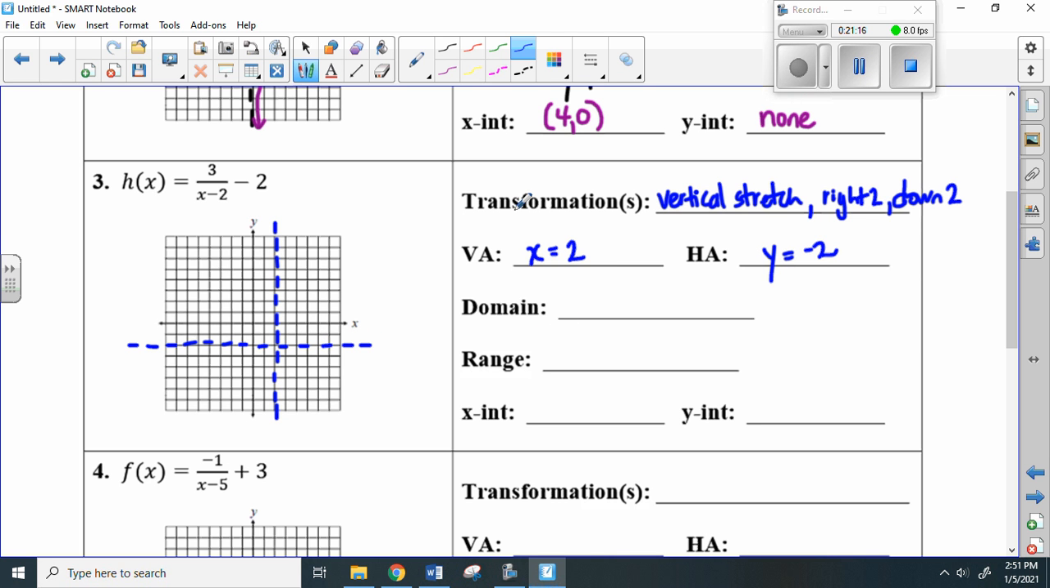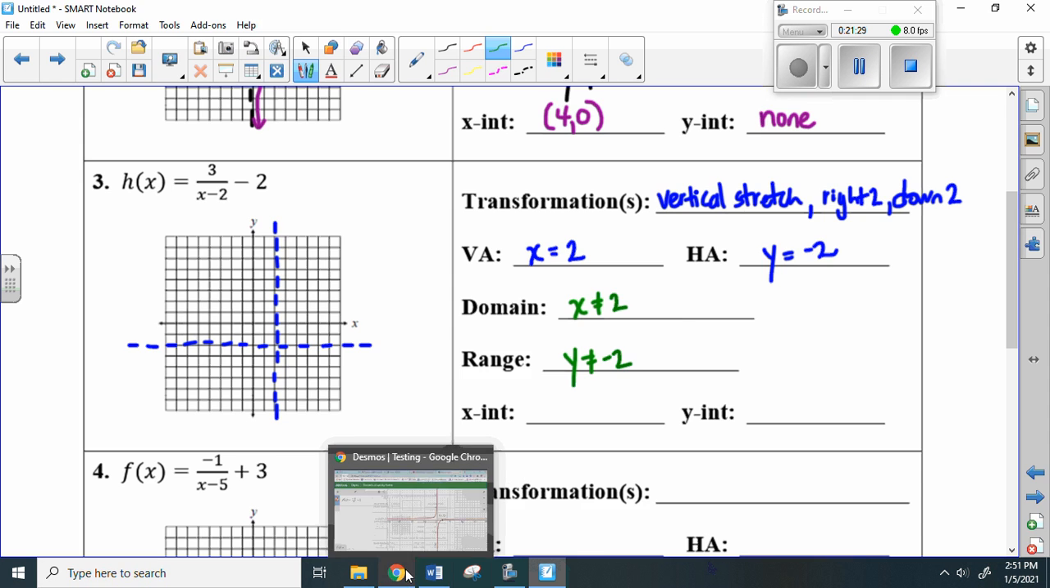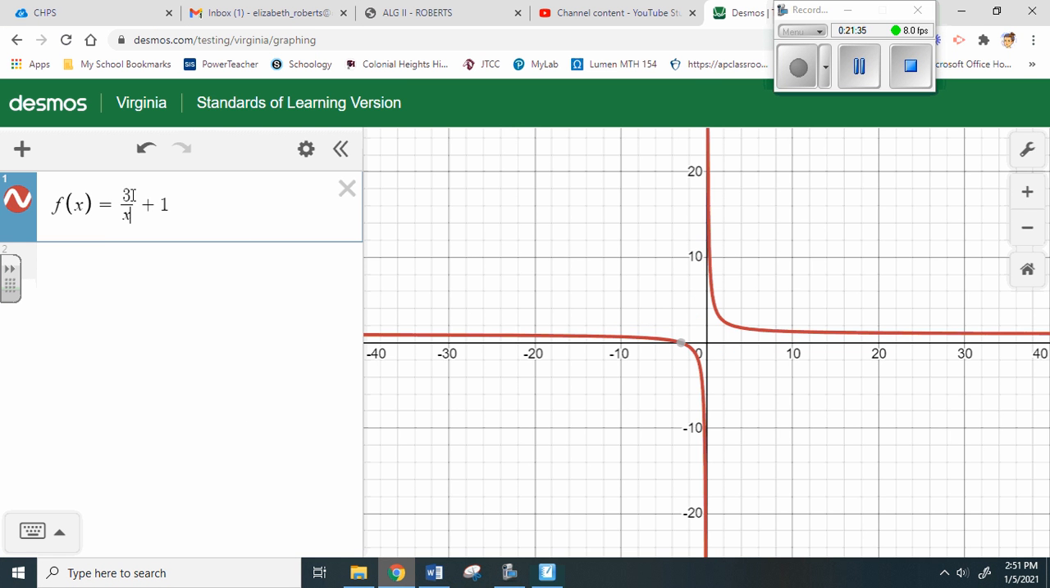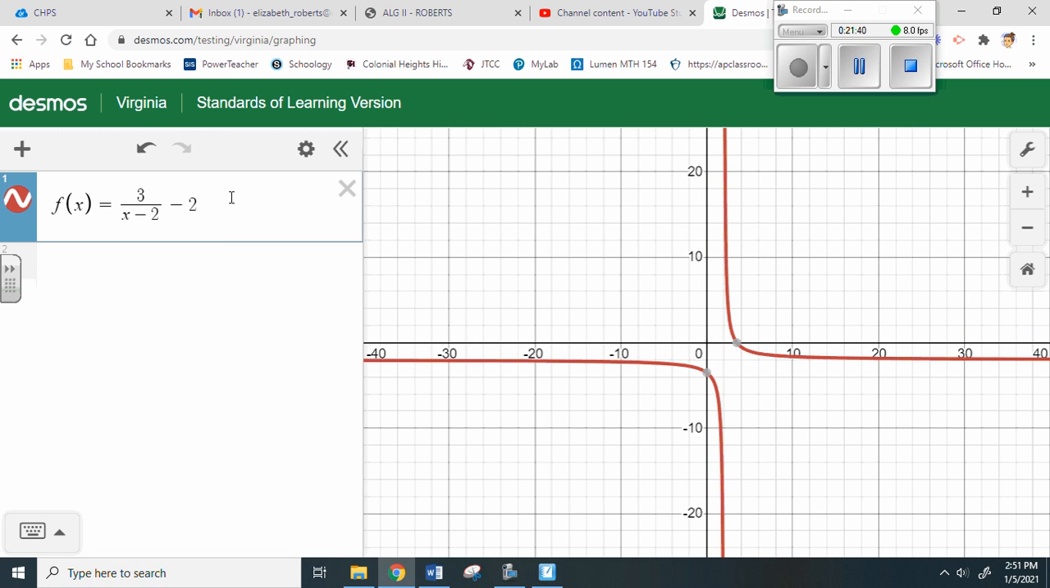Okay, so with that, I should also be able to say that my domain is x cannot equal 2, and my range is y cannot equal -2. And everything else I'll get from Desmos. So I'm going to come over here to Desmos, change my top to a 3, put x -2 on the bottom, and then put a -2. And this time I actually do have 2 points that I'm going to cross through. My x-intercept is 3.5, 0, and my y-intercept is 0, -3.5.